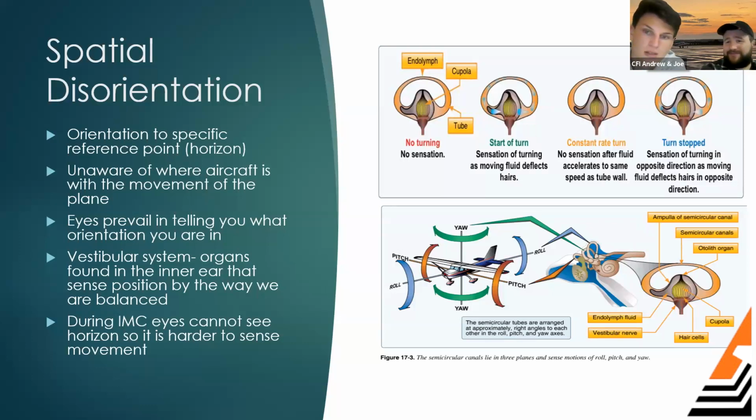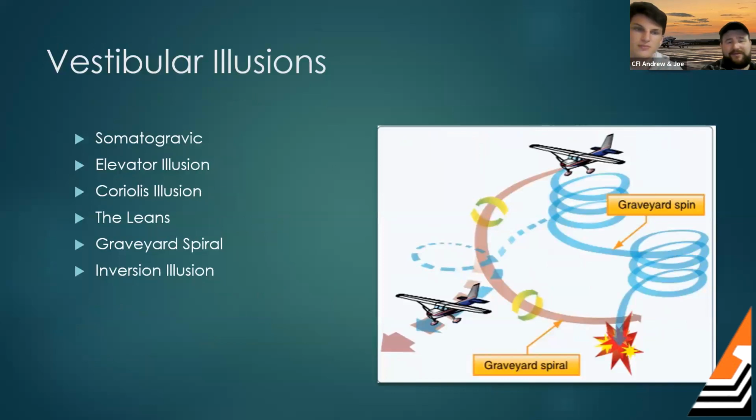Anything else you would add to that? No, just be aware of this and always trust your instruments. And tying back into that, there are certain illusions based on the inner ear when you take those visual cues away. We're not going to go super into the illusions tonight, but you have things such as the somatogravic illusion, the elevator illusion, the Coriolis illusion, the leans, and the graveyard spiral or graveyard spin.